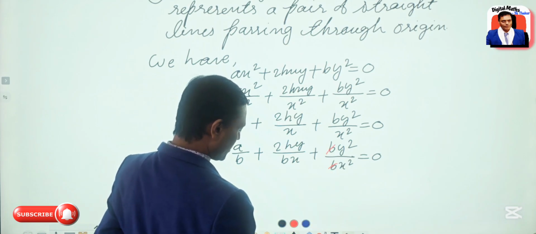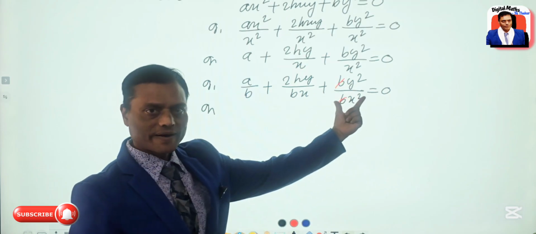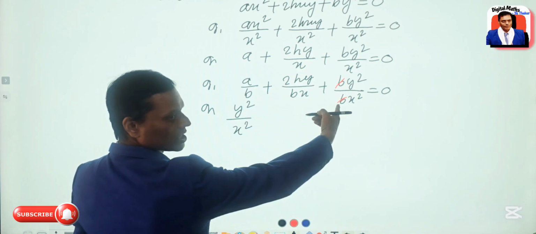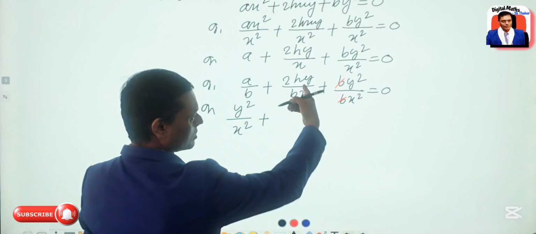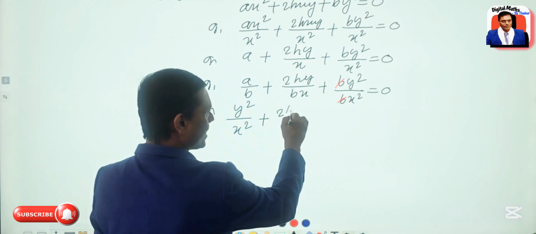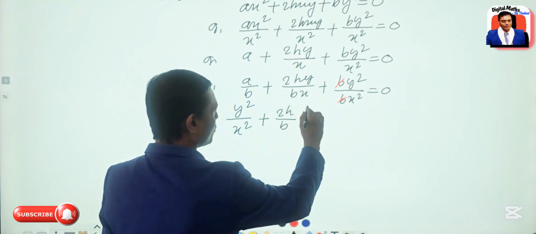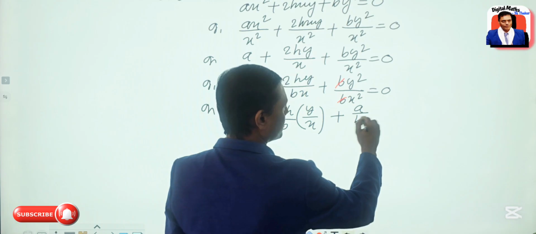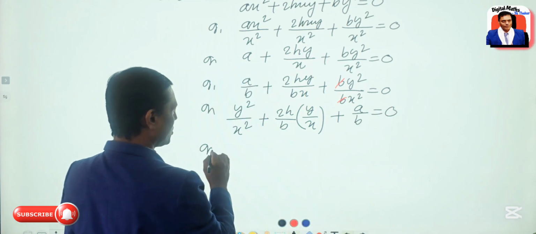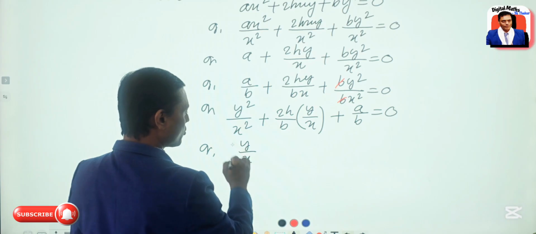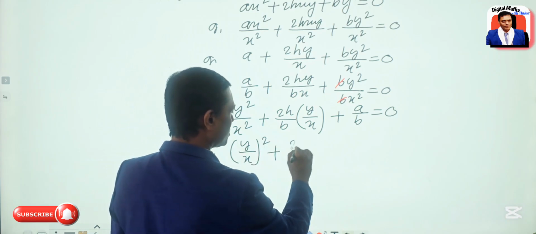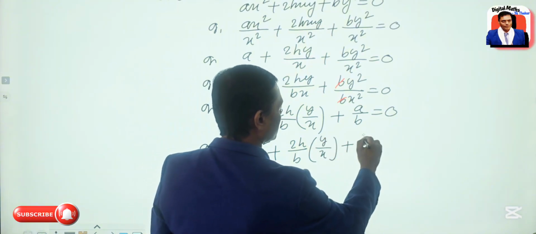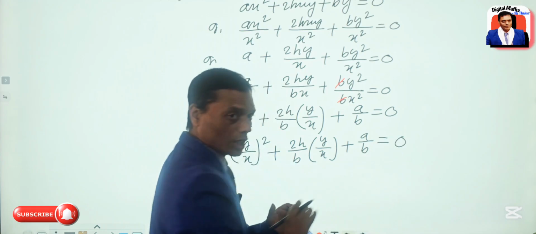After that, let's write this term at first. So we can write y square by x square. This term I am writing at first, plus here we can write 2h by b, and then y by x. Let's put it inside the bracket, and then plus a by b at last. Now we can write y by x whole square plus 2h by b y by x plus a by b equals 0. Now have a look here.